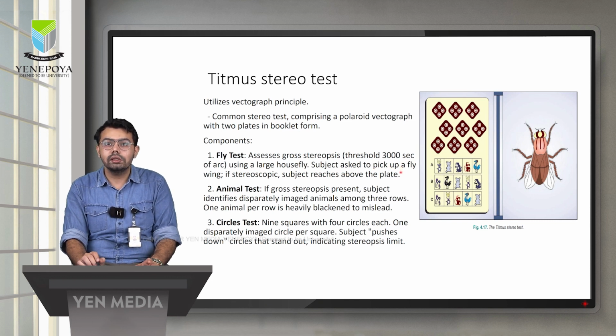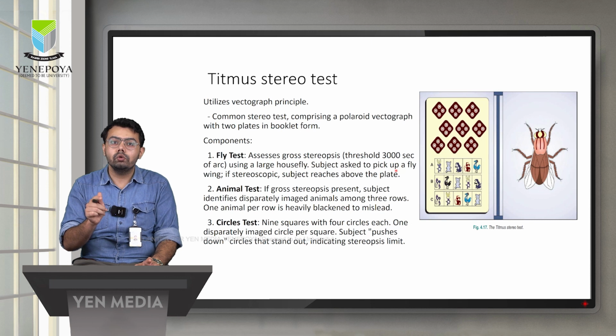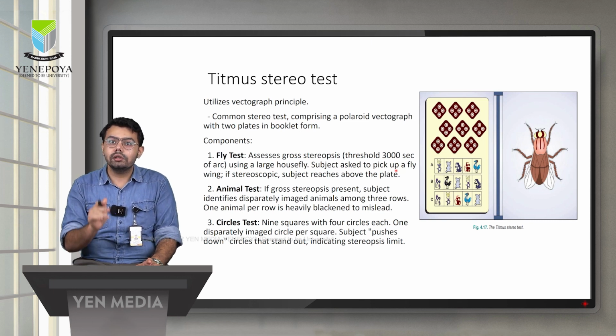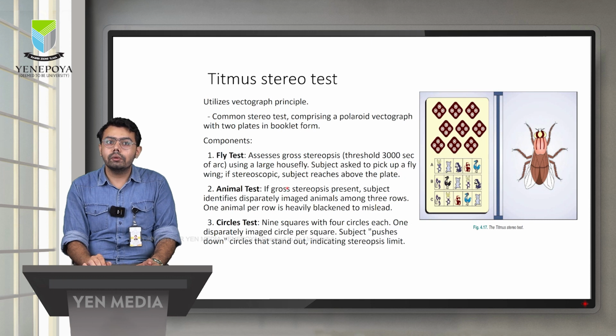If stereopsis is present, the patient will be able to hold the wings of the fly above the plate. But if the stereopsis is affected, the patient will be holding the wings of the fly on the plate. So if good stereopsis is present, the subject identifies disparity images of animals among 3 rows. One animal per row is heavily blackened to mislead.